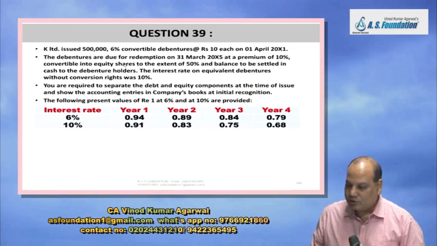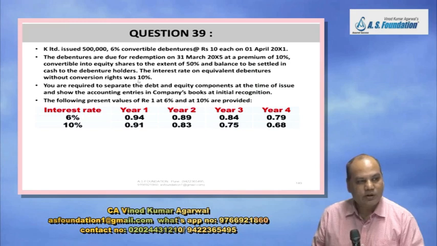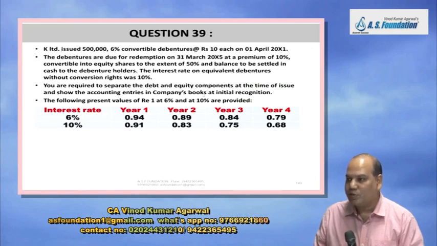Convertible into equity share to the extent of 50% and balance to be settled in cash to the debenture holder. So in this problem, on maturity date 50% is convertible and 50% is payable in cash. The interest rate on equivalent debenture without conversion rate is 10%. You are required to separate the debt and equity component at the time of issue and show the accounting entry in the company's book at initial recognition.